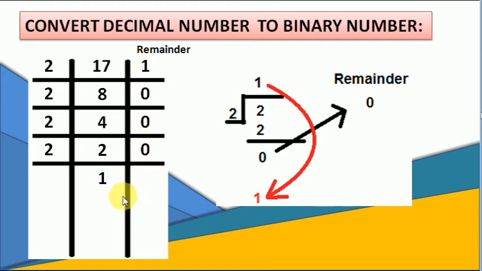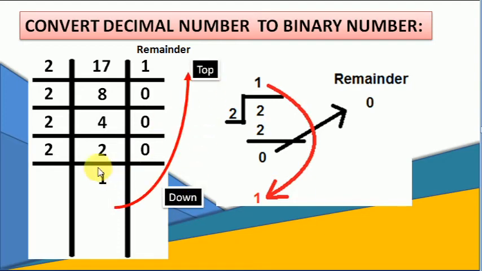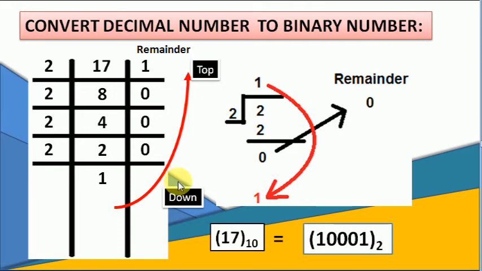These are the numbers. The process is that you start from down to top, including this one also. So the binary of 17 is 10001. If you say, sir, from the top it is also 10001, no, but every time you start combining all these numbers from down to top, that is 10001. So here is the answer of that binary, that is 10001 of decimal 17.